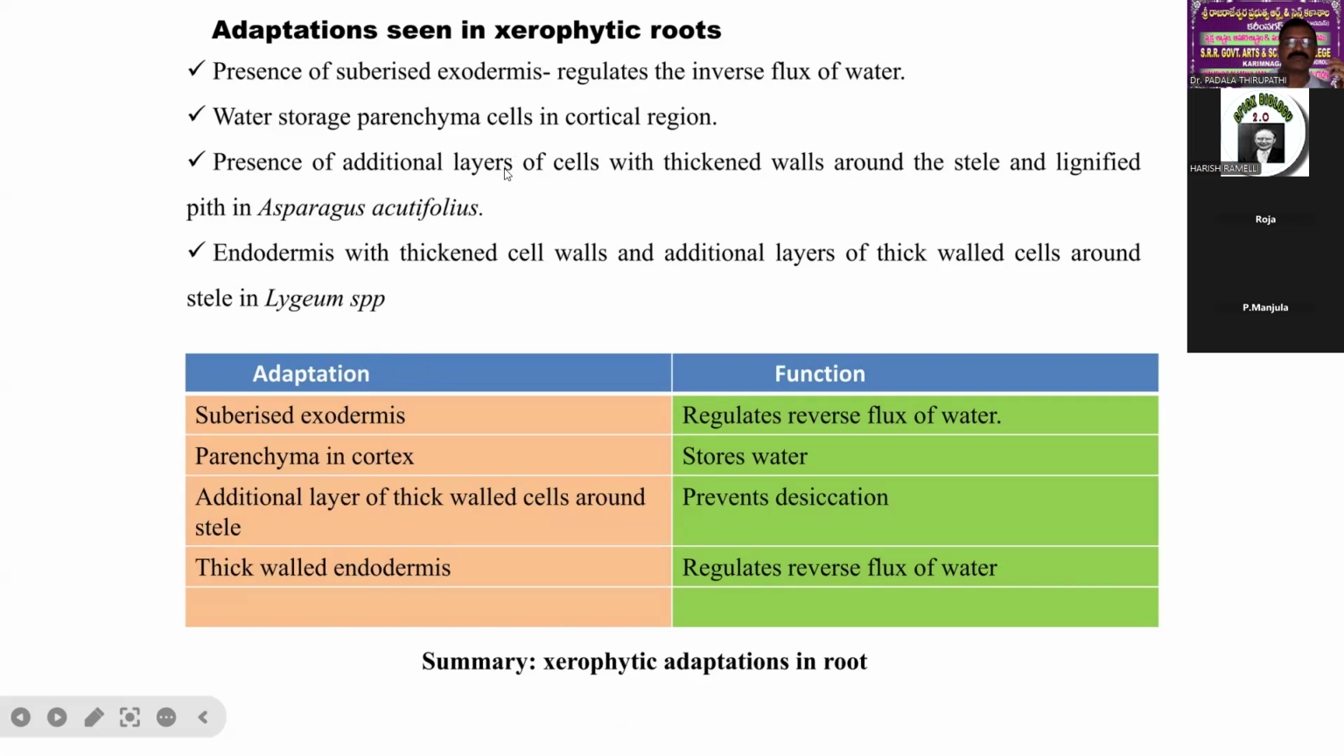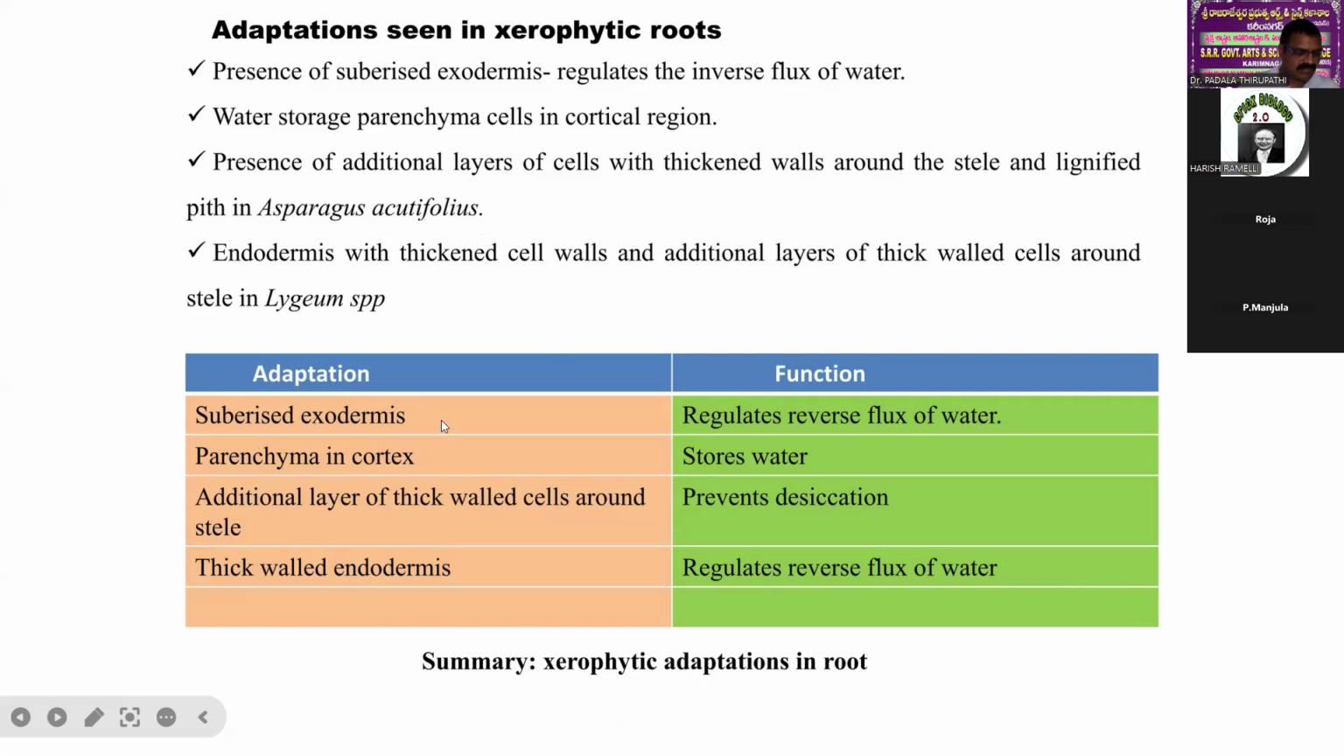In the well-developed root system, there is also a thick-walled epidermis or exodermis, that is, suberized exodermis, and water storage parenchyma cells in the cortical region, along with thick-walled cells around the stele and lignified pith in Asparagus acutifolius. The endodermis with thickened cell walls and additional layers of thick-walled cells around the stele we can observe in Lygeum.